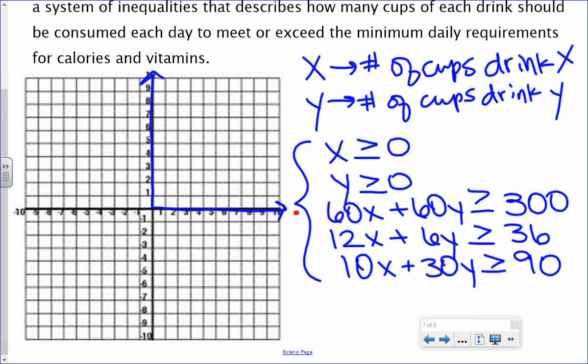If I put a 0 in for x and solve for y, what would we get? 5, right? So our y-intercept is 5. If I plug a 0 in for y, what would our x-intercept be? 60x equals 300, x equals 5.